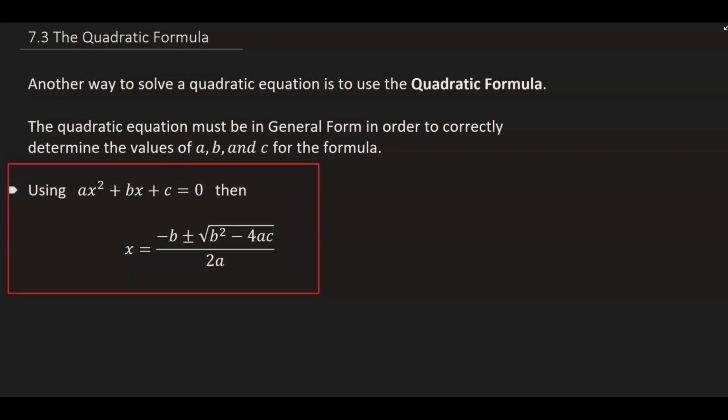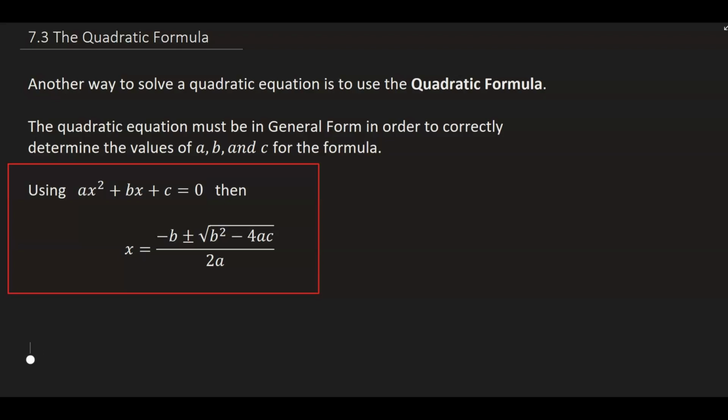So using the general form of a quadratic equation, ax squared plus bx plus c equals 0. That's key. We can find the roots by using the formula x equals negative b plus or minus, that gives us both roots, and underneath the square root sign, b squared minus 4ac, the whole thing over 2a.